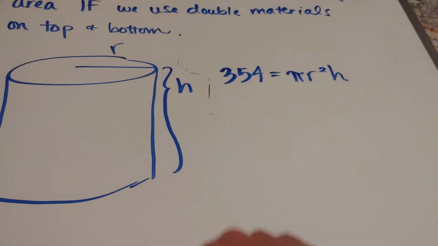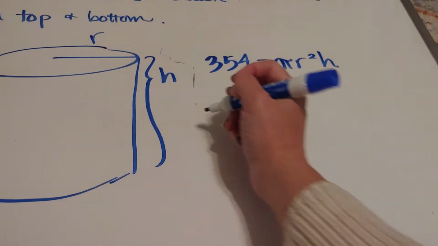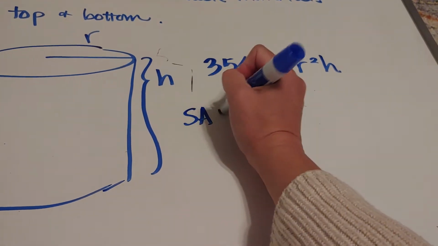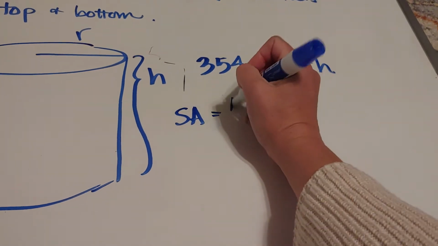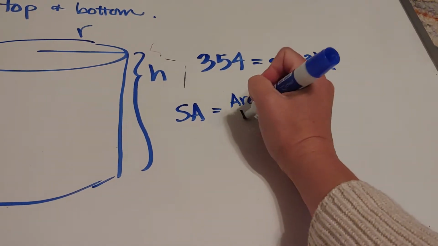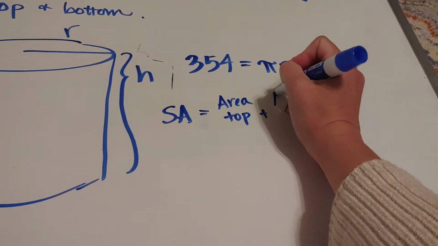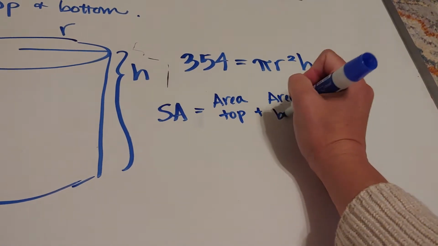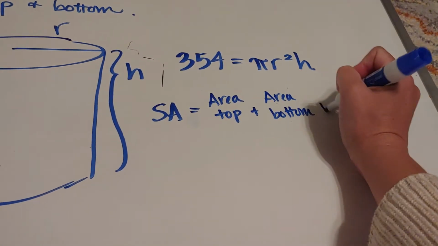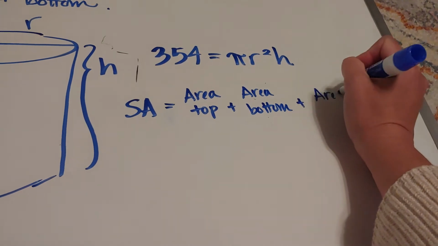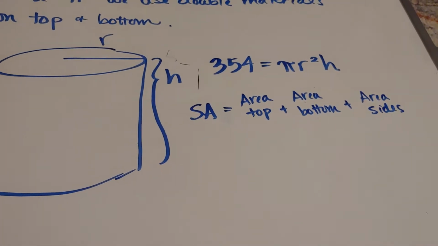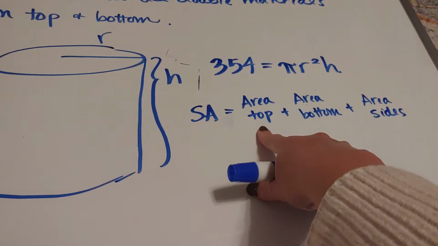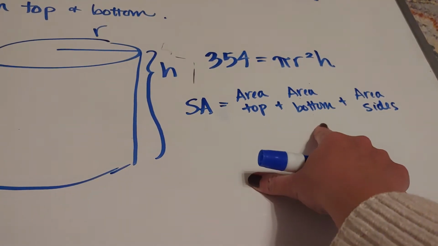So the surface area of just a regular cylinder, okay, I would want to take the area of the top plus the area of the bottom plus the area of the sides. Okay. For a can, our top is pi r squared and our bottom is pi r squared.